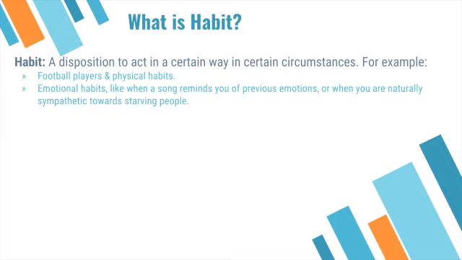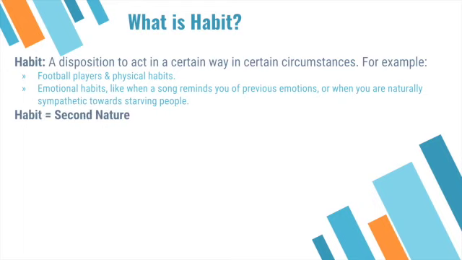There can also be not only physical habits, but emotional habits, like when a song reminds you of previous emotions, or when you're naturally sympathetic towards starving people. These habits may come without your intention, or they may come very consciously. For example, you may have a habit of being sympathetic towards starving people because you have a habit of thinking of them as worthy of need and of thinking of fulfilling other people's needs as being morally praiseworthy. So you have a habit of thinking in a certain way so that when the occasion arises, your disposition kicks into gear and you act in a certain way.